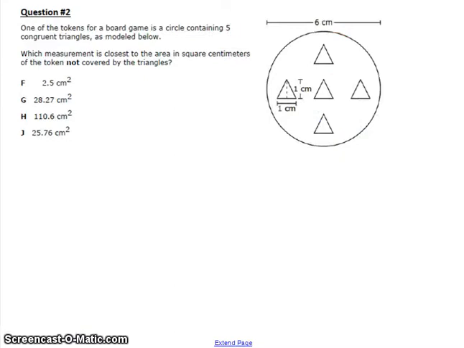Question number 2 states, one of the tokens for a board game is a circle containing 5 congruent triangles as modeled below. Which measurement is closest to the area in square centimeters of the token not covered by the triangle?